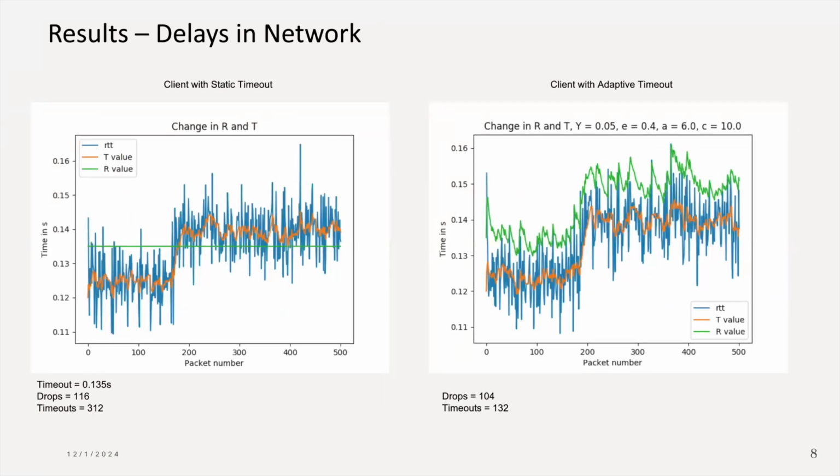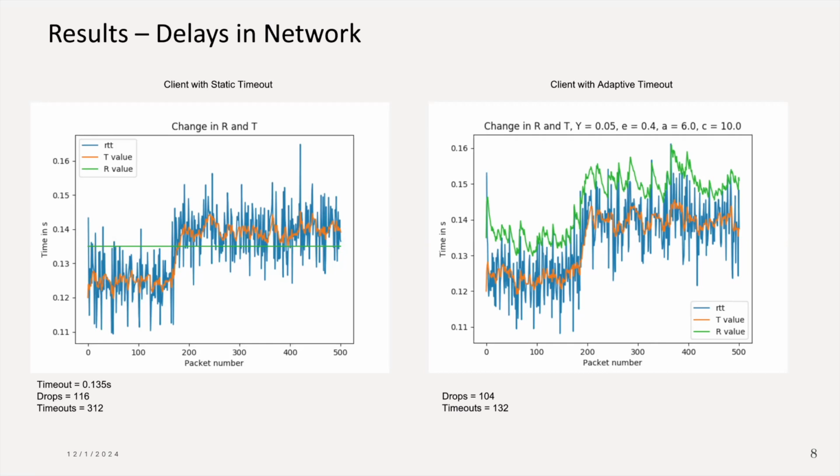Next, we added a delay of 30 milliseconds to both the networks at around packet 200. As you can see in the graph on the left, the static timeout does not do well to interpret the delay, resulting in 312 timeouts, as you can see the T values all being above the R value. Compared to that, in the graph on the right, we can see that the green line is completely above the orange line, which shows that there were way fewer timeouts. As you can see, we only have 132.